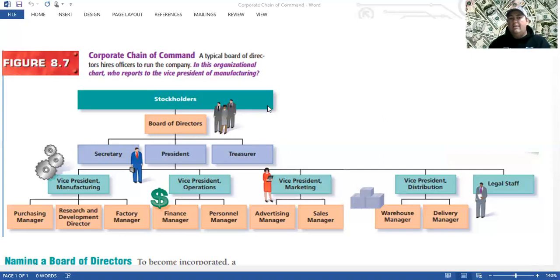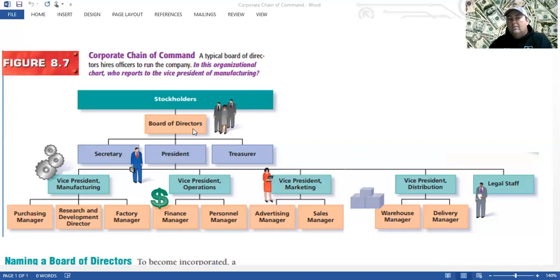So let's say you had 1,000 stockholders, 1,000 owners essentially that make up a company, right? What they do then is they narrow that down and vote for what they call a board of directors. So amongst those 1,000 stockholders, they'll vote for something called the board of directors.